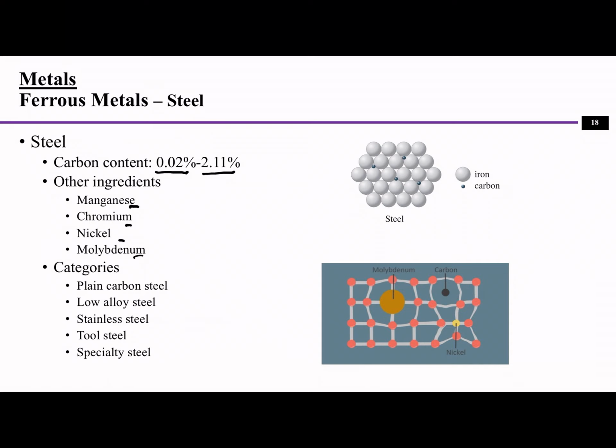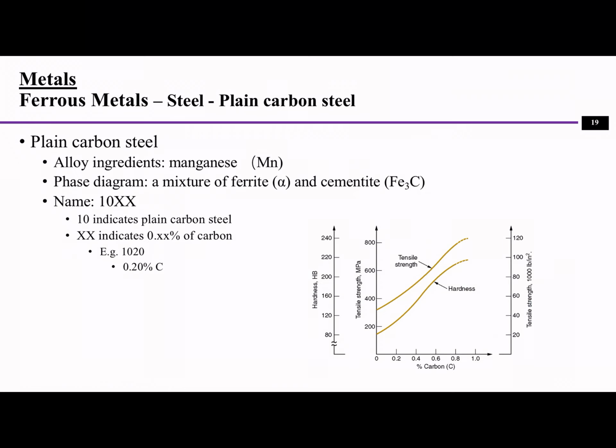Later, we're going to talk about what kind of characteristics they have, and how they can strengthen the properties of the steels. So the different kinds of steels are plain carbon steel, low alloy steel, stainless steel, tool steel, and specialty steel. These can all be used in different industrial applications. Let's start with plain carbon steel.